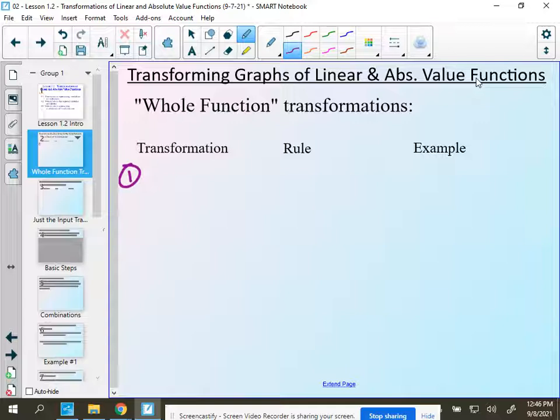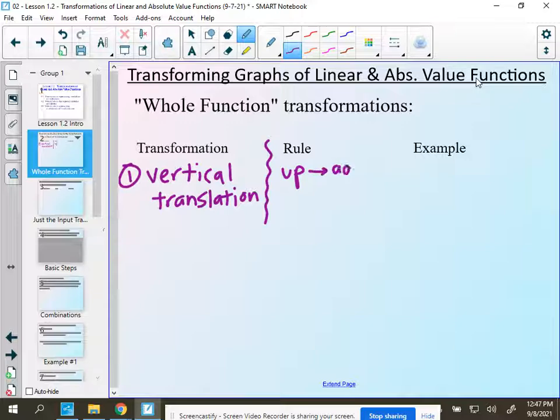If we're asked to perform a vertical translation, that would involve a whole function transformation. The rule basically is, if you want to go up, we would add to that k value, right?